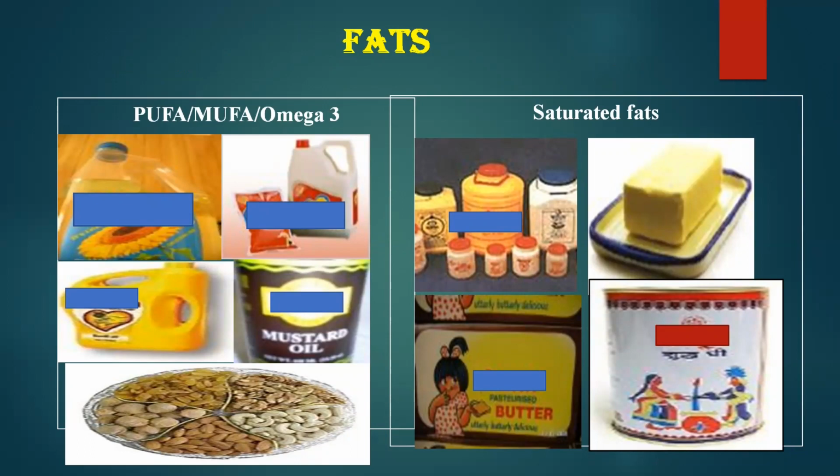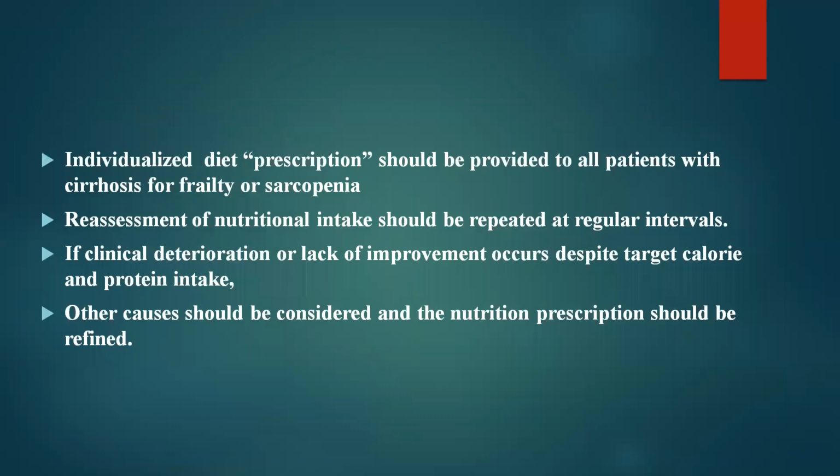So badam agar khata hai to usko mana nahi karna hai, definitely you can give, but it should not be a handful. Individualized diet prescription should be provided to all patients with cirrhosis for frailty or sarcopenia. Reassessment of nutritional intake should be repeated at regular intervals. If clinical deterioration or lack of improvement occurs despite target calorie and protein intake, other causes should be considered and the nutrition prescription should be refined.